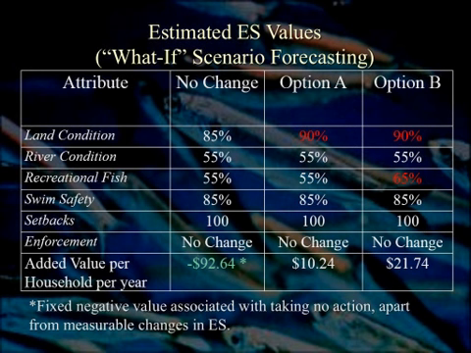For example, option A says, what if the only thing you do is change land condition from 85% to 90%, and nothing else changes? Well, that generates an added ecosystem service value per household per year of about $10. If, in addition to that riparian land change, you change recreational fish from 55% of the reference condition to 65%, now your total ecosystem service value jumps up to about $21.74. So now you can say, how does ecosystem service value change when different things change in ecosystems?